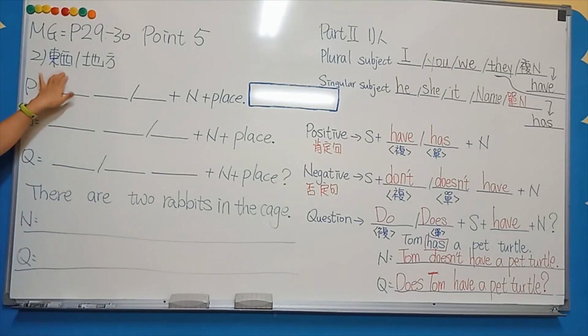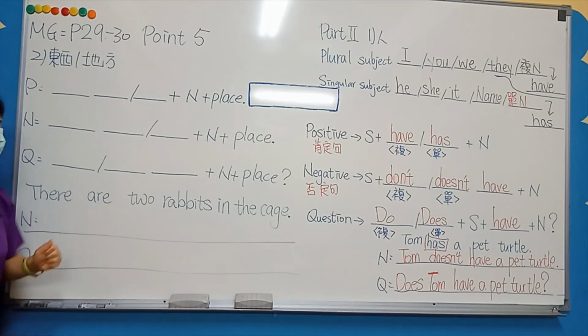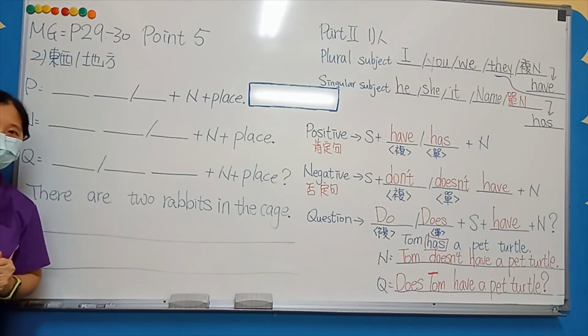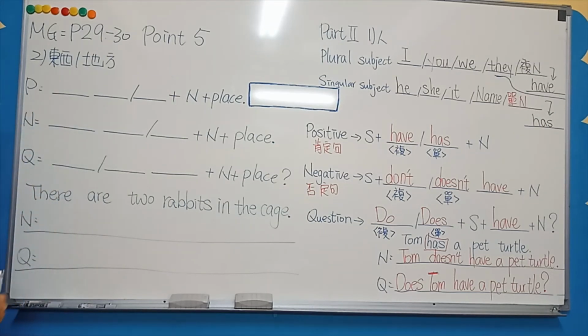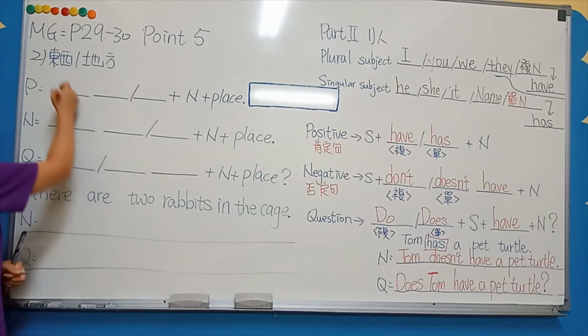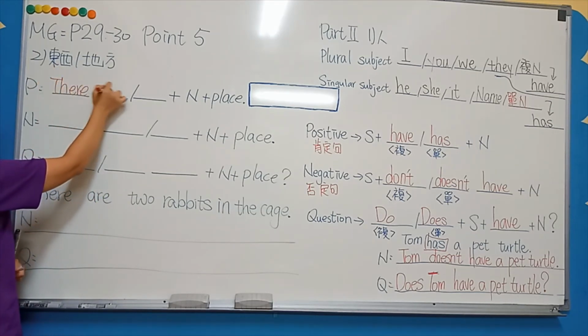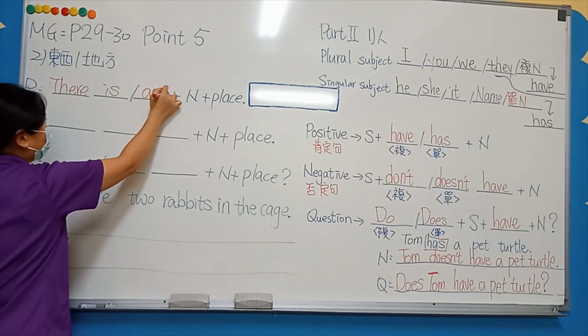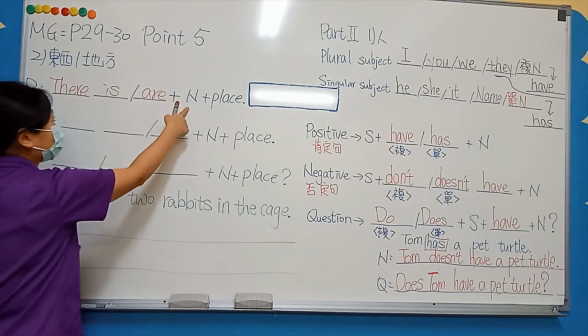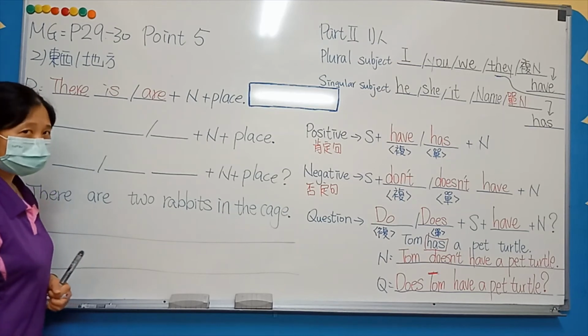Can you see this one? Sentence pattern for places. Okay? So here, do you remember 地方东西有没有? Positive, and as you can see P, N, Q: positive, negative, and question sentence. Okay? For sure you know, right? 地方东西有没有: There is or there are. Put down "there is" or "there are," and then put down the place.